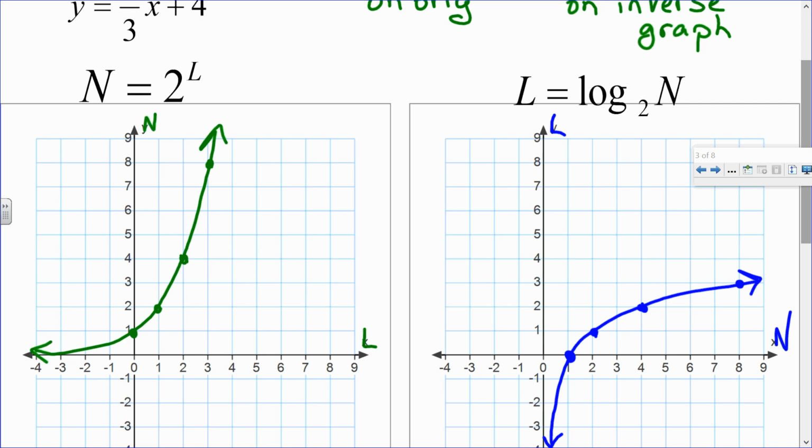Could you use this process to think about your graph of y equals 3 to the x instead of 2 to the x, and then be able to graph y equals log base 3 of x?